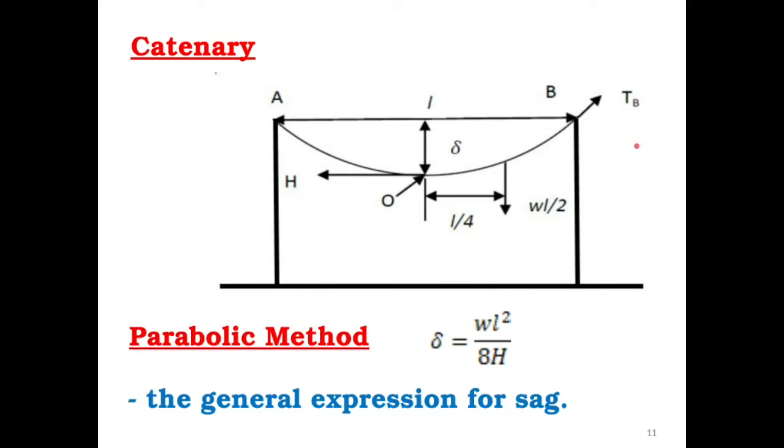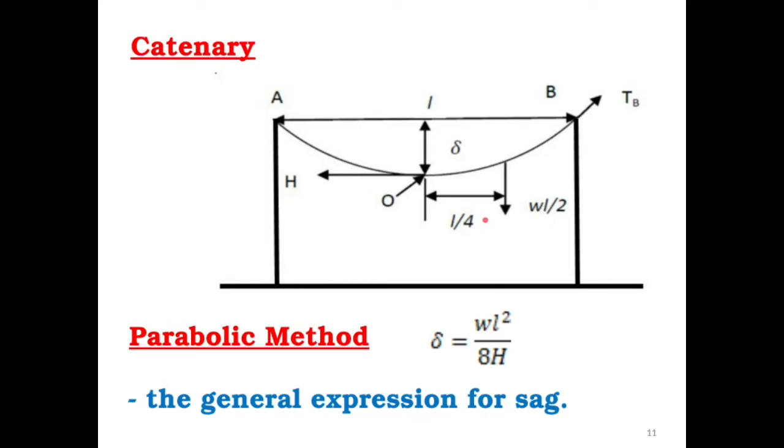And these two supports are at the same level, they are of the same height. Now, if we remember that we agreed that the conductor is of uniform weight, meaning its weight is uniformly distributed across its length, the weight is going to be kg per meter.